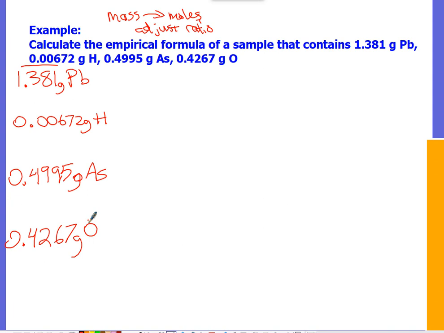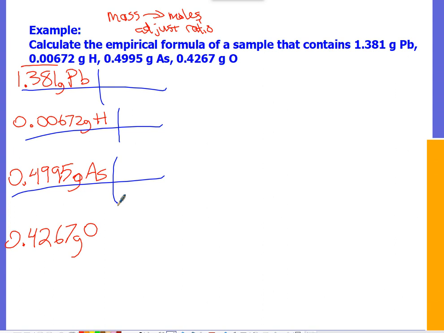All right. So, change mass to moles. Mass, moles. Mass, moles. You got to do that 4 times. How about I pause so you don't have to watch me write? And go to the periodic table, find these masses.